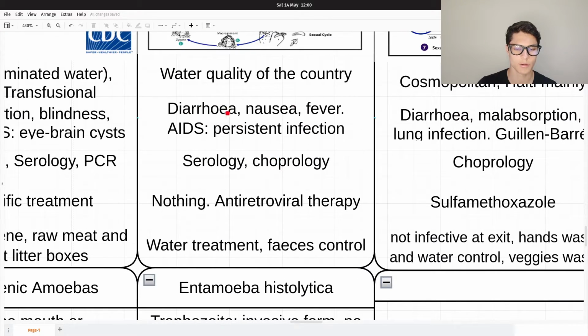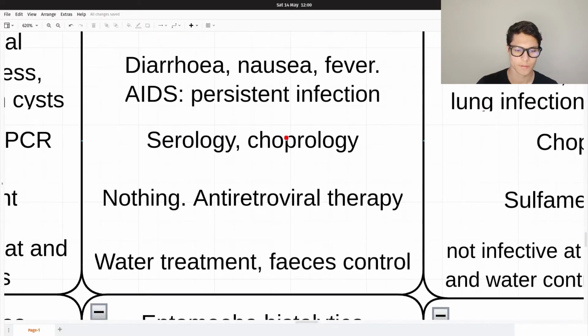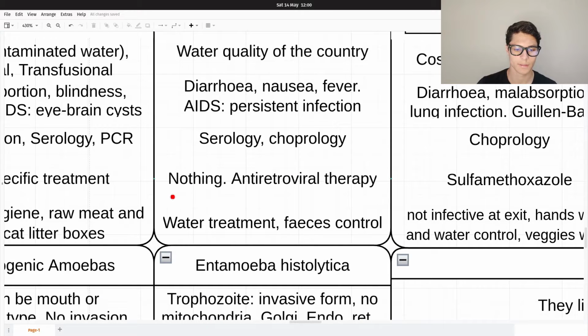They produce diarrhea, nausea and fever, and in immunosuppressed people the infection is persistent. The autoinfection occurs. Then the diagnosis is through serology and coprology, of course, feces analysis. And unfortunately, we don't have any treatment for this. In immunosuppressed people, we have antiretroviral therapy to maybe try to stop that autoinfection. The prophylaxis is water treatment and feces control, especially in children.